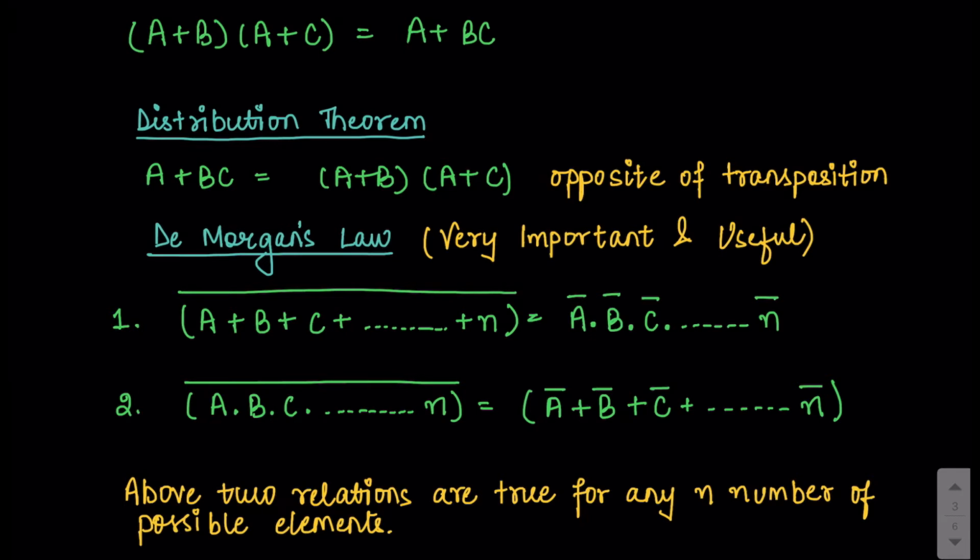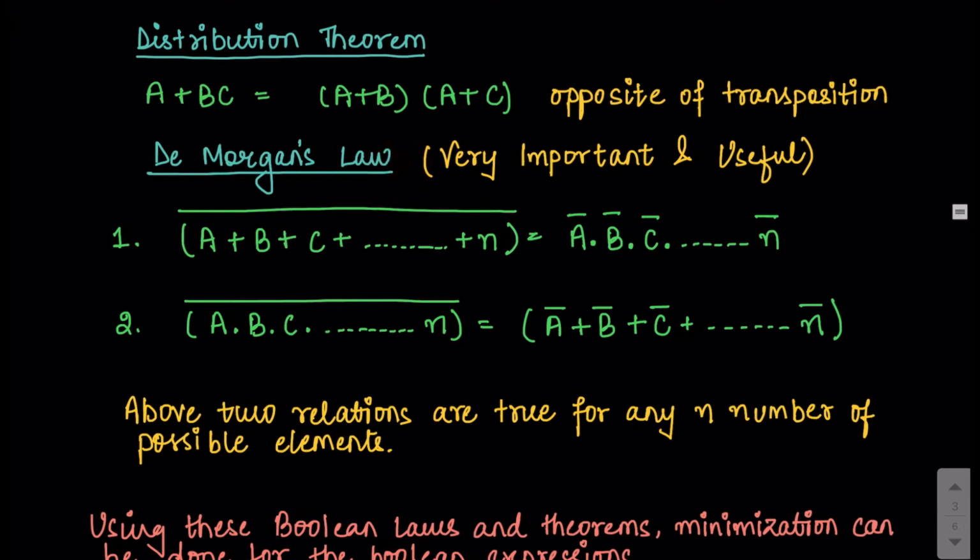Then we have the next set of theorems which is called De Morgan's laws. This is very important. There are two laws in this. The first one: (a + b + c + ... up to n terms) whole complement is equal to a' · b' · c' ... up to n'. Similarly, the second statement says that (a · b · c · ... n) whole complement, and this is true for n number of terms, is equivalent to a' + b' + c' ... up to n'.